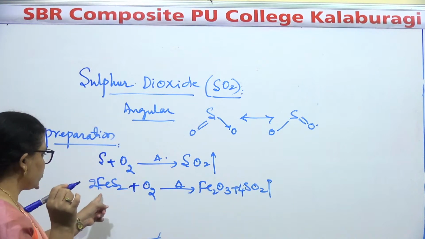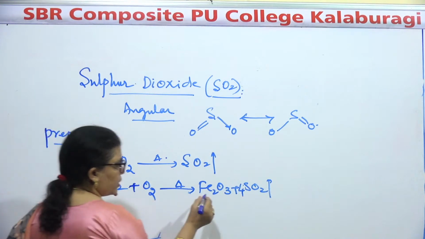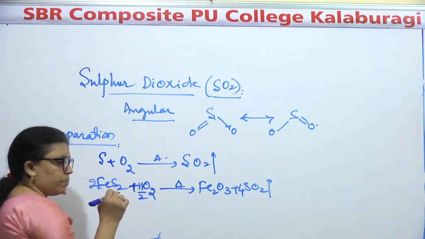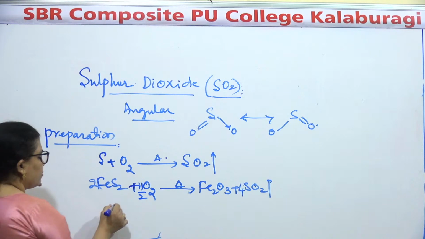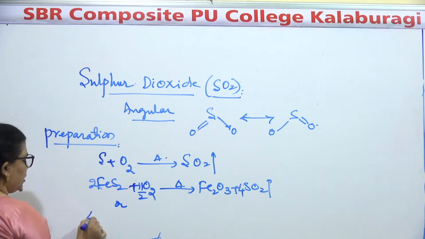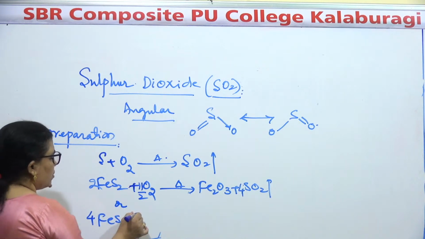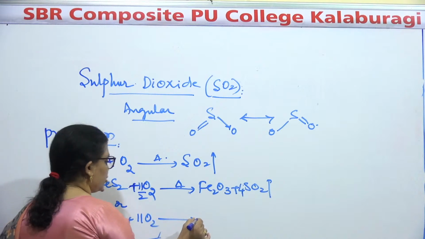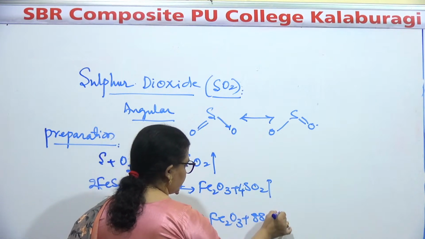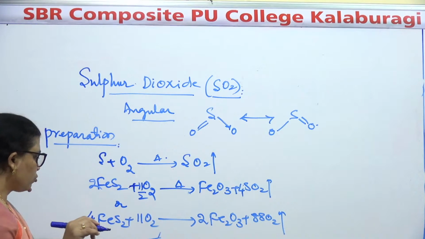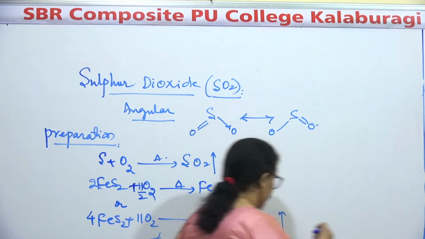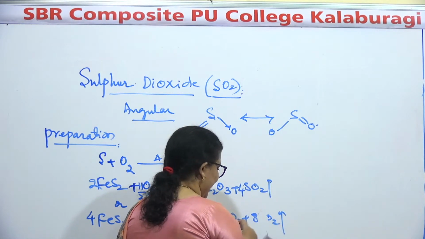Let us balance the equation. 2 times 2 S is 4, so 4 sulfur, and 2 Fe is balanced. How many oxygen are there? 3, and 4 times 2 is 8. 8 plus 3 is 11, so we can write it as 11 by 2. To write the whole equation with whole numbers, we need to multiply the whole equation by 2. 4 FeS2 plus 11 O2 converts into 2 Fe2O3 plus 8 SO2.